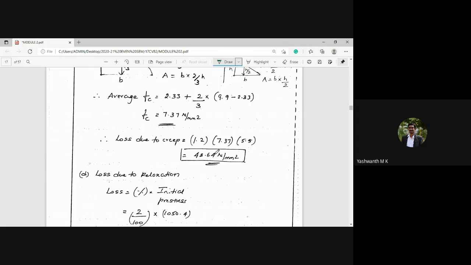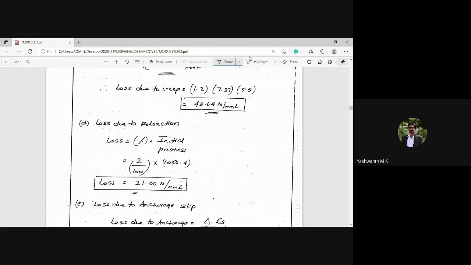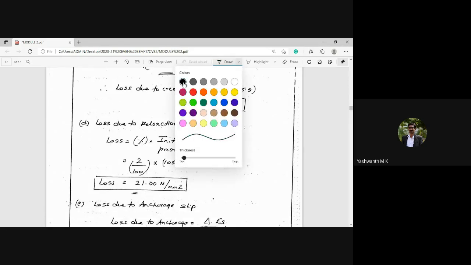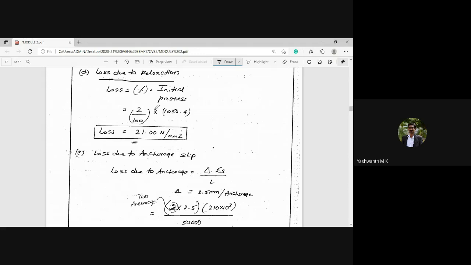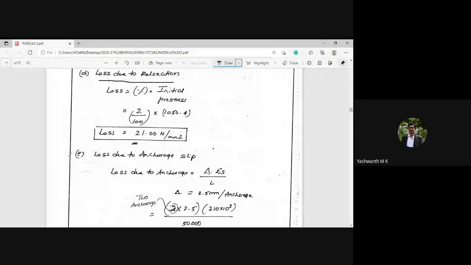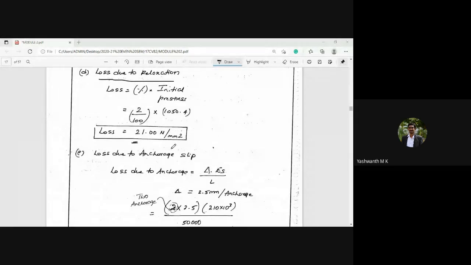Is it clear? Next, loss of pre-stress due to relaxation. That is the next loss. That is percentage relaxation multiplied by initial pre-stress. That is percentage relaxation 2 divided by 100 into initial pre-stress 1050.4, which will get you 21 Newton per millimeter square. Is it clear? It is 21 Newton per millimeter square.